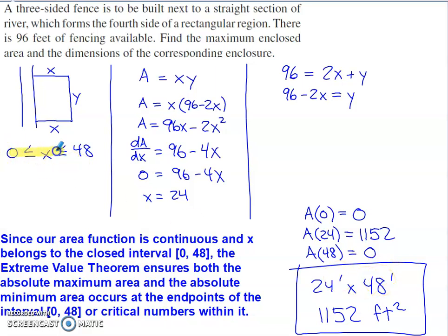When you have a closed interval that your variable from your function has to fall within, you can use the Extreme Value Theorem as your justification. Again, continuous function on a closed interval gets both a max and a min, happens either at the endpoints of the interval or a critical number within it. Here's the tricky thing about optimization problems. Not all optimization situations allow for this.